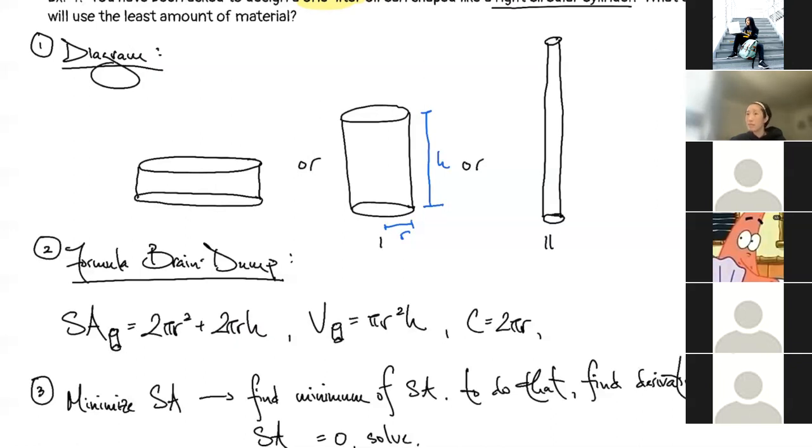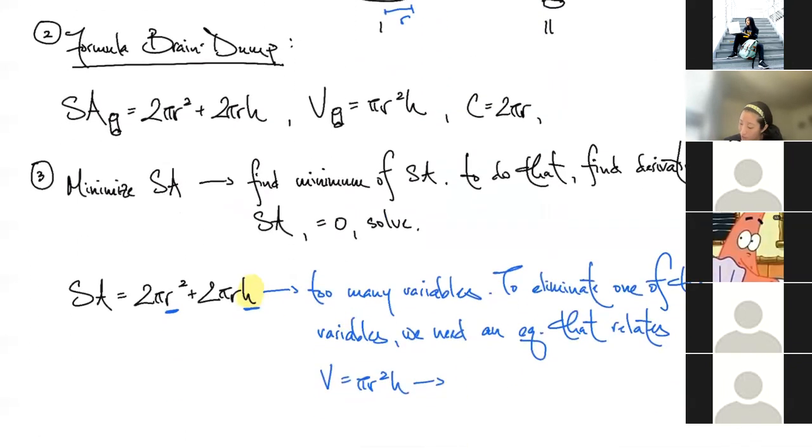Okay, but 1 liter is not a helpful unit for us. How else do we write it? Yeah, 1,000 cubic centimeters, okay? So I'm gonna say 1,000 equals pi r squared h.